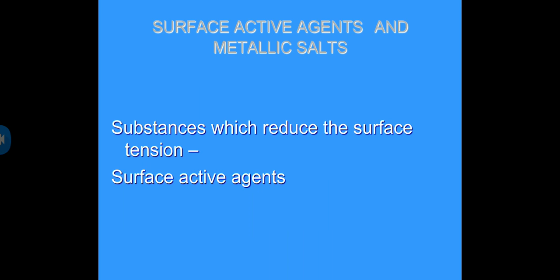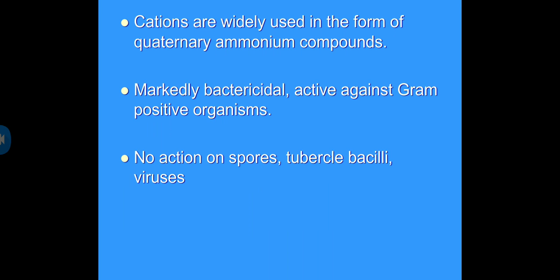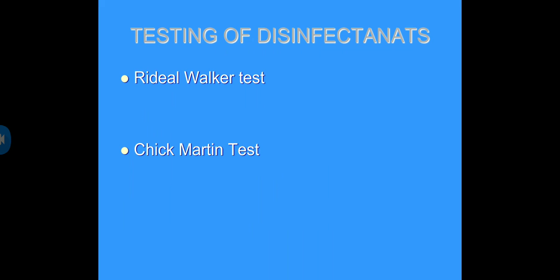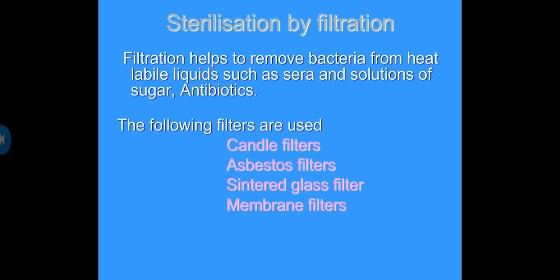Surface active agents and metallic salts reduce the surface tension. Surface active agents, cationic ones, are widely used in the form of quaternary ammonium compounds, with no action on spores as well as viruses. Metallic salts, the salts of silver, copper and mercury, are used as disinfectants. They act by coagulating protein, with marked bacteriostatic, weak bactericidal and limited fungicidal activity. For testing of disinfectants, there are two methods: one is the Rideal-Walker test and the second is the Chick-Martin test.